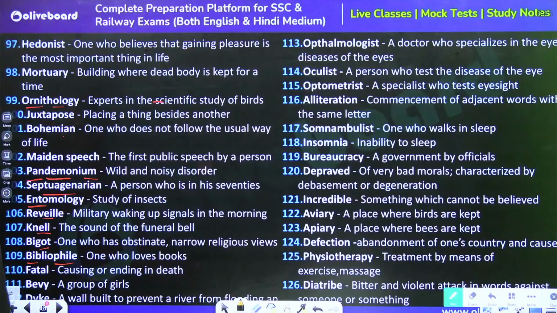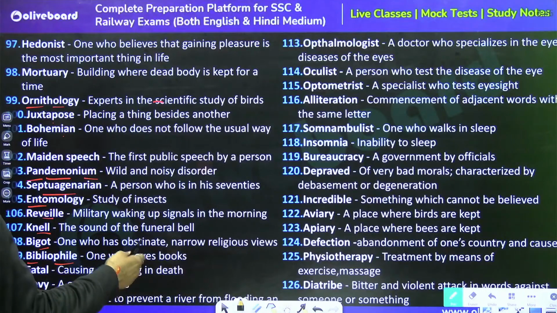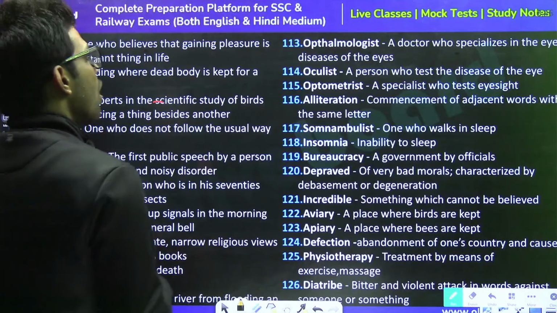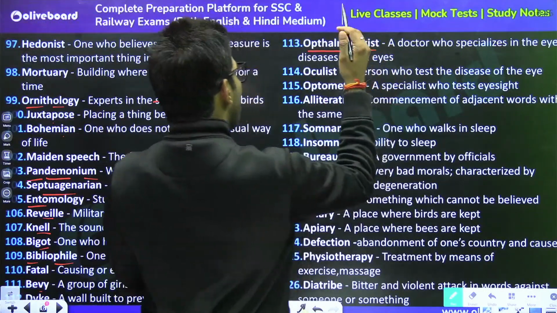Bibliophile, the one who likes, loves books, is supposed to be a bibliophile. Fatal, causing death. Bevy, a group of girls. Dyke, D-Y-K-E, years ago, today also, a wall built to prevent a river from flooding any specific area. It's also spelled dike. Ophthalmologist is actually an eye doctor.